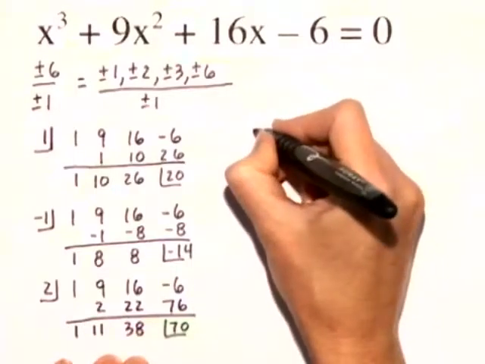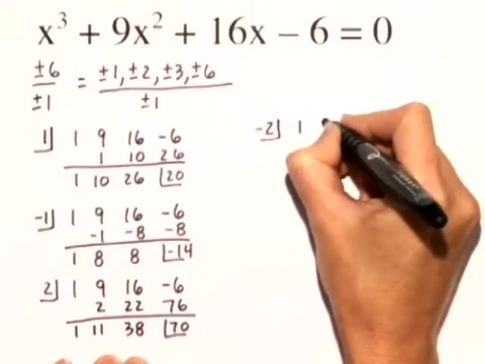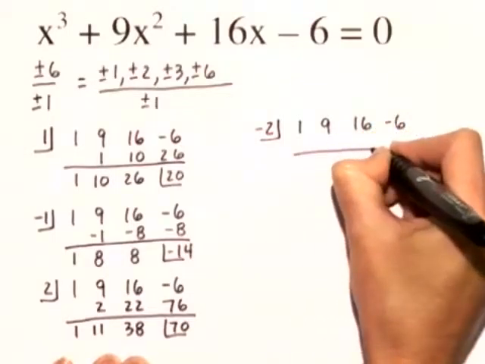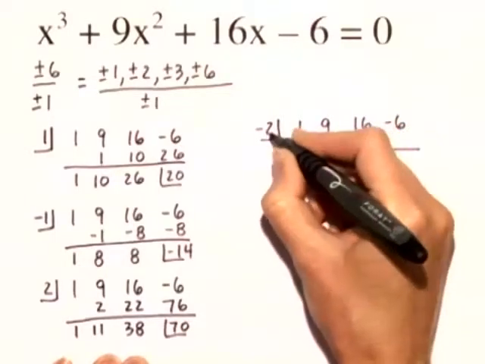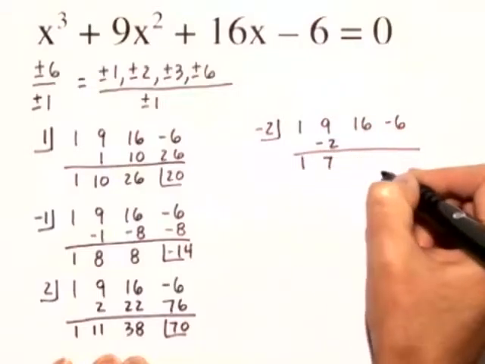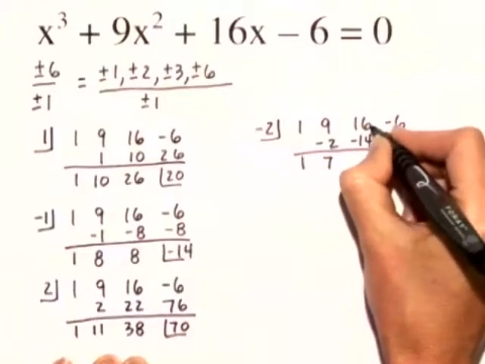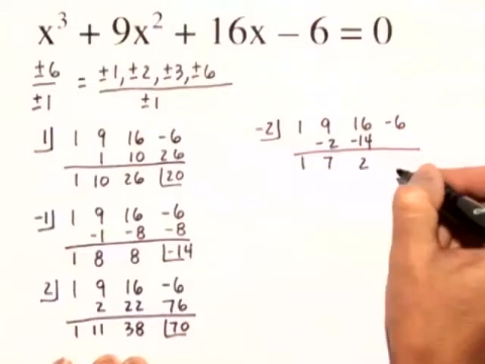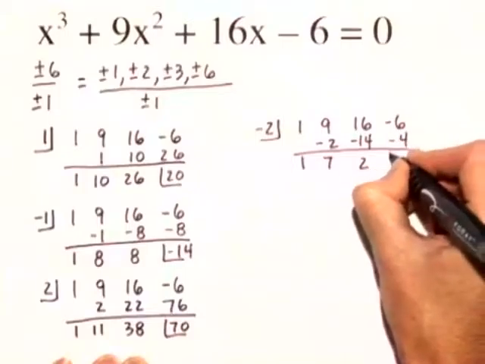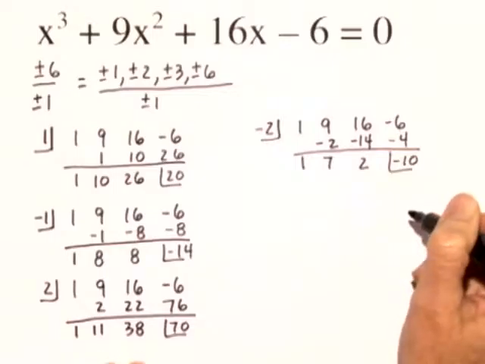Let's try negative 2. 1, 9, 16, negative 6. Bring down the 1. Negative 2 times 1 is negative 2. 9 plus negative 2 is 7. Negative 2 times 7 is negative 14. 16 plus negative 14 is 2. Negative 2 times 2 is negative 4. In this case, our remainder is negative 10.